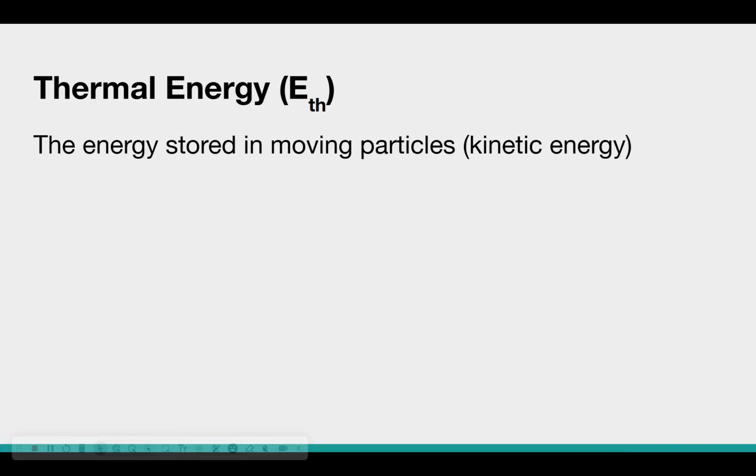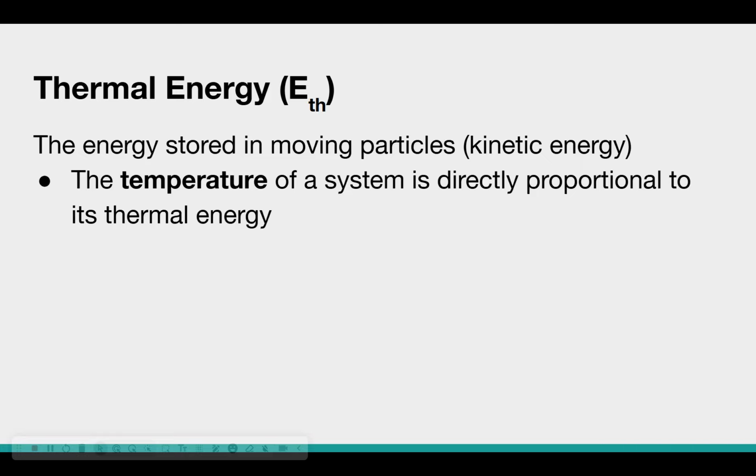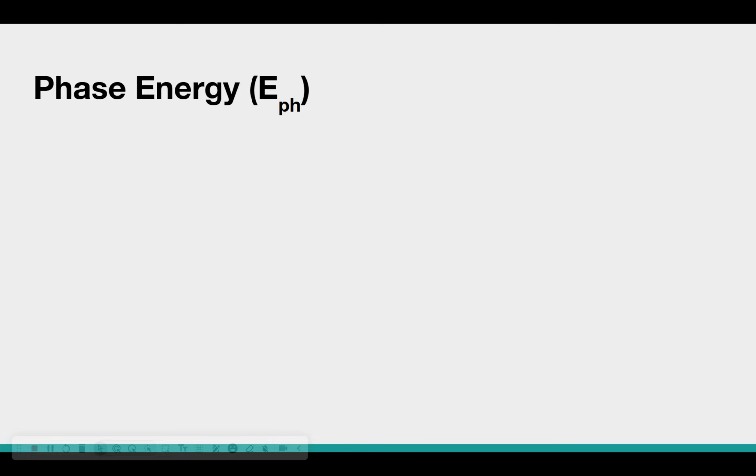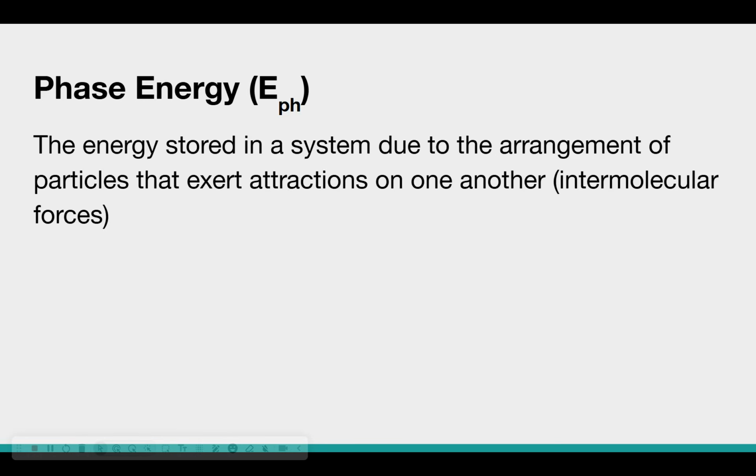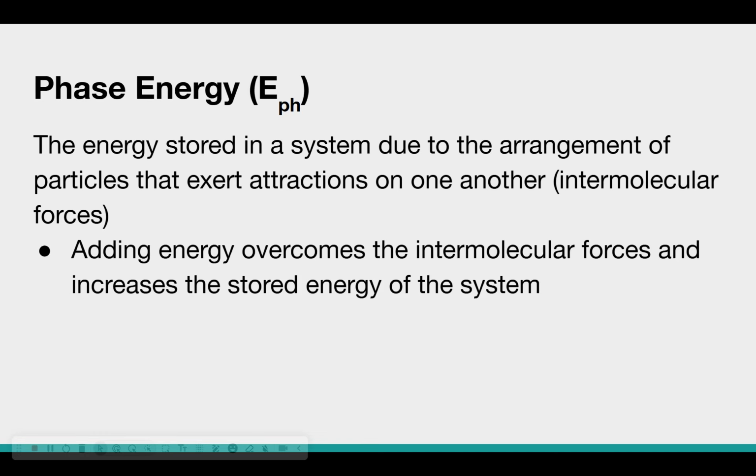So thermal energy, or E_TH, is the energy that's stored in moving particles. This is kinetic energy, something you are familiar with. As we know, the temperature of a system is directly proportional to its thermal energy and the motion of those particles. Phase energy, or E_PH, is the energy that's stored in a system due to the arrangement of the particles, and they exert attractions on one another. These are known as intermolecular forces.